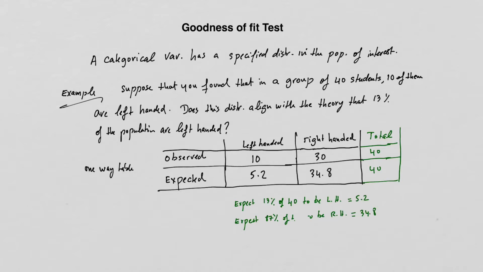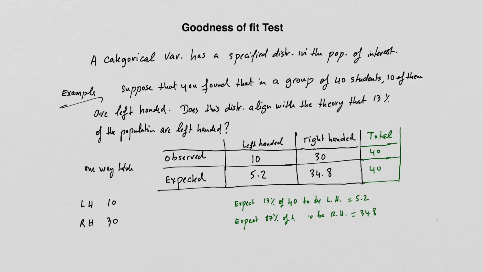So the table, don't let this table deceive you. This is not a two-way table. This is a one-way table. Why? Pretend the expected values that I wrote before I began to speak are not there. So you basically have left-handed and right-handed, 10 and 30. That's it. You have one categorical variable, not more. And I put it horizontally just to keep my life easy.